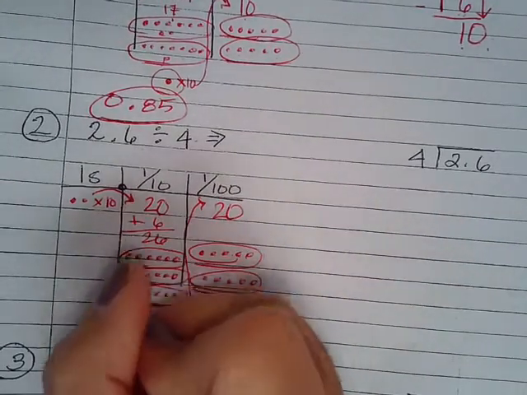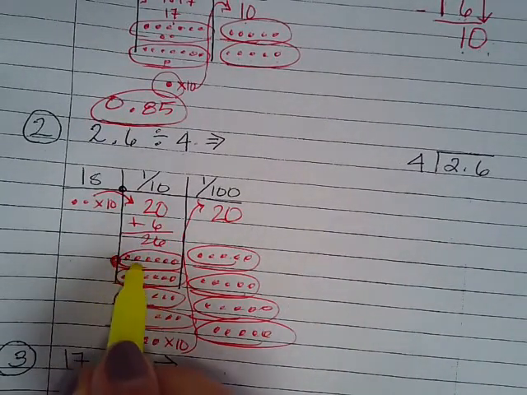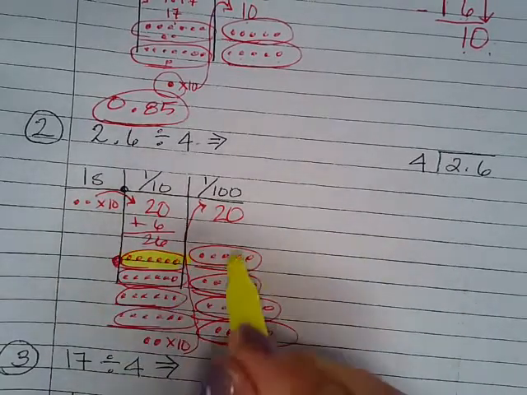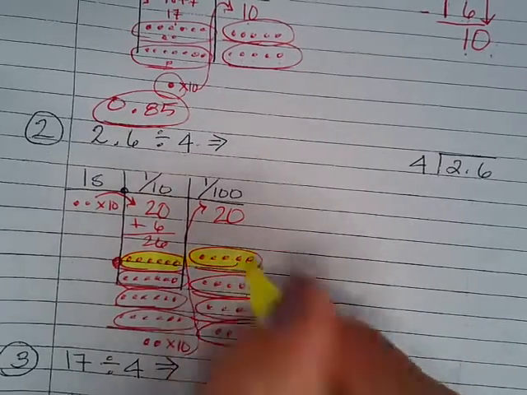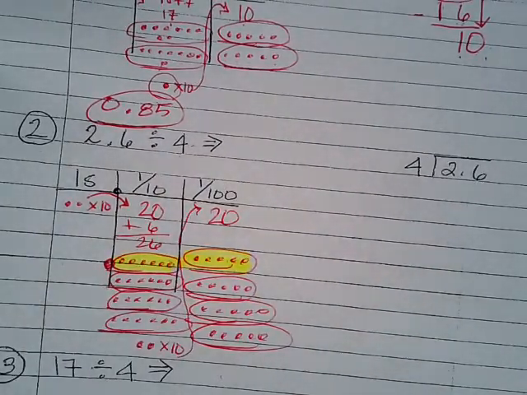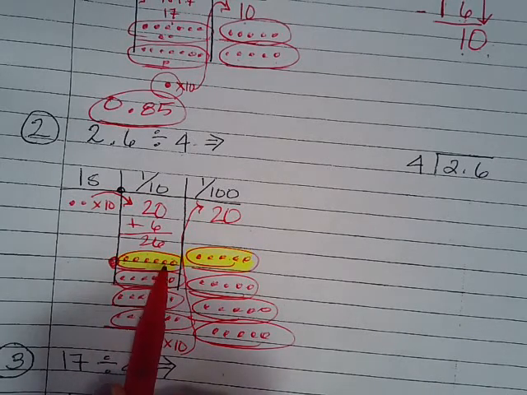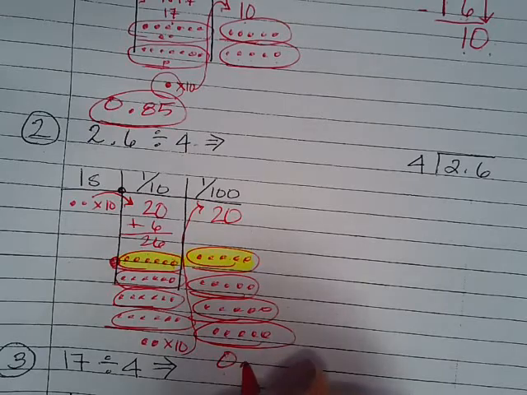my answer should be, here's the decimal, 0.5, and then 1, 2, 3, 4, 5, 6. Oh, 6, 5. So our answer should be 0.65.